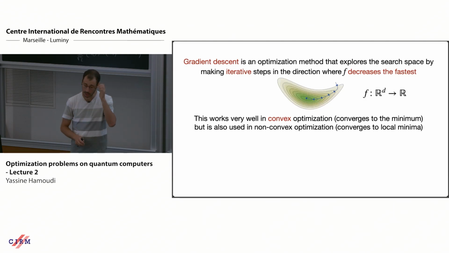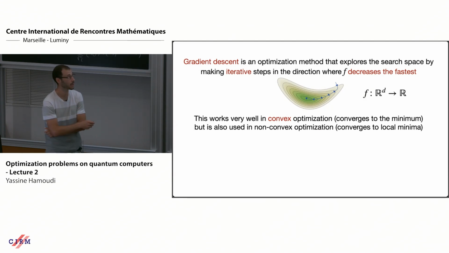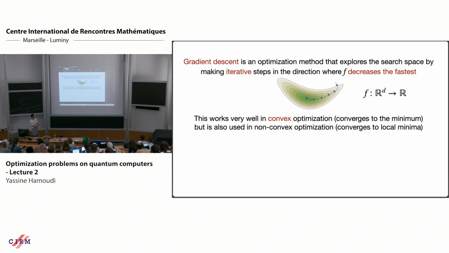This kind of technique works very well in convex optimization, so when f is a convex function, and actually it will always converge to the global minimum of the function. When it comes to non-convex optimization, it can get stuck in a local minimum. Locally, this is a minimum, but there is somewhere else in the landscape something which is better than the current minimum. In non-convex optimization it is also used because finding local minima is often useful to find global minima, and sometimes it's even okay to just converge to local minima. So that is a very important method.